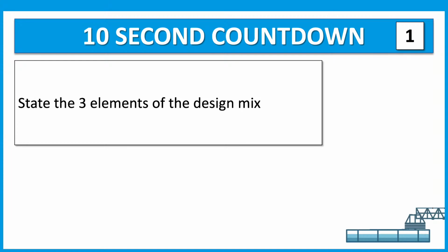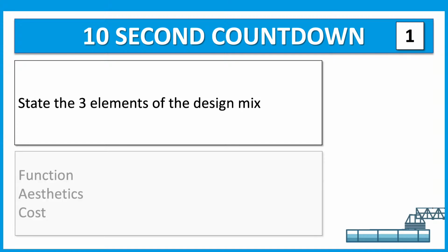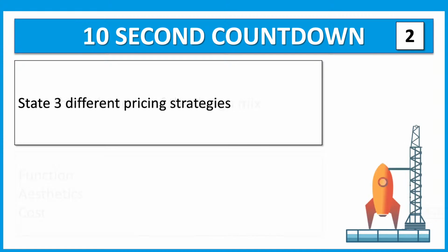Now, what do we think? The 3 elements of the design mix. Now, we've got some answers coming in already. A few more seconds on this question. So I think some students are writing the marketing mix. Now, that is why we particularly chose this question, because students see the word mix and therefore just always default to marketing mix. So if you get a question on the design mix, it's important you understand that the 3 elements are function, aesthetics, and cost. It's not the marketing mix, which is product, price, promotion, and place. Okay, let's move on to the next one.